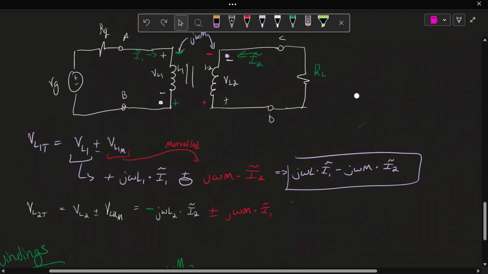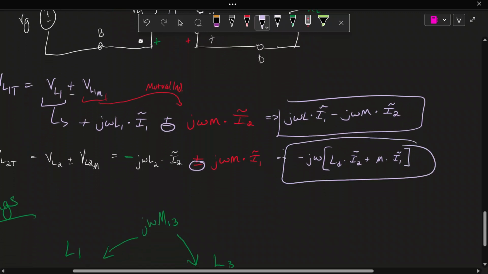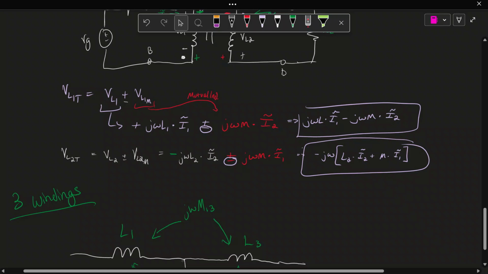So now, is it going to be positive or negative? Well, I2 is going to be negative. It's going to be a voltage gain, so we go from negative to positive of L2. So this one is also negative. So what will this be? This will be negative j omega, we can take out j omega if we want, L2 I2 plus M times I1. And that will be our answer for the total voltage drop across L2.